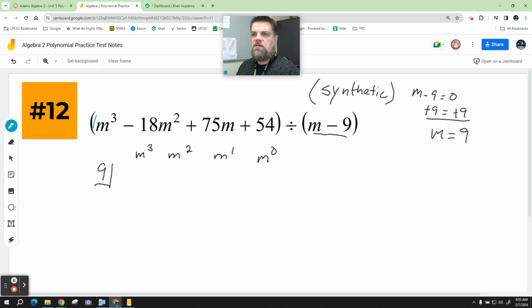There's an implied 1 in front of the m cubed, so we put the 1 there. There's a negative 18 in front of the m squared, so we say negative 18. There's a positive 75 in front of the m to the first power. And then there is a positive 54 all by its lonesome.